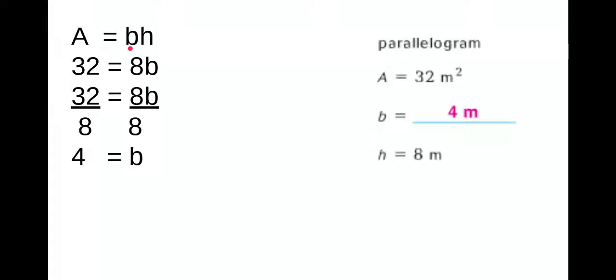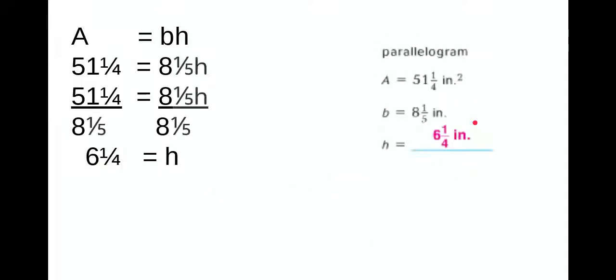Here it's listed as base height. Here we have height base. It does not matter because when you multiply, the order doesn't matter. We learned that. It's called the commutative property of multiplication. So the order doesn't matter. So just go ahead and flip it. And then we have 32 equals 8b. We're going to divide both sides by 8. That isolates the variable b. 32 divided by 8 equals 4. Your answer is 4 meters.